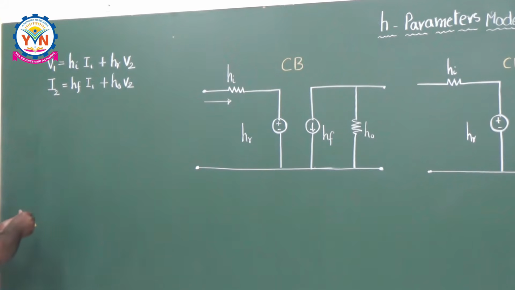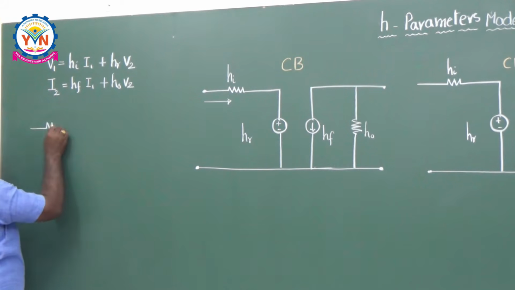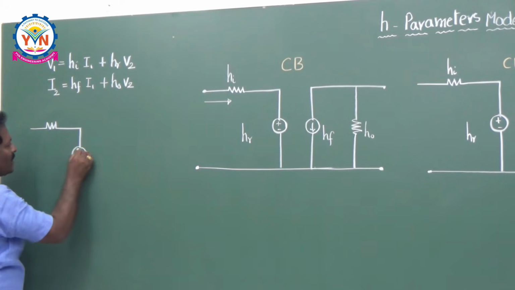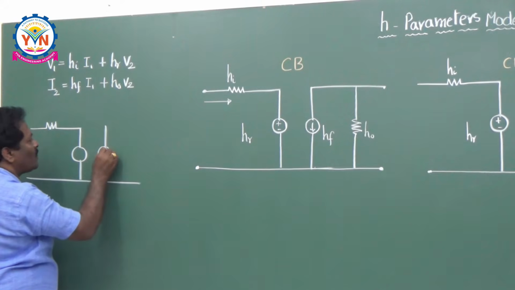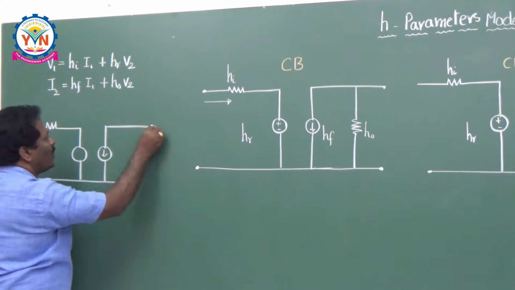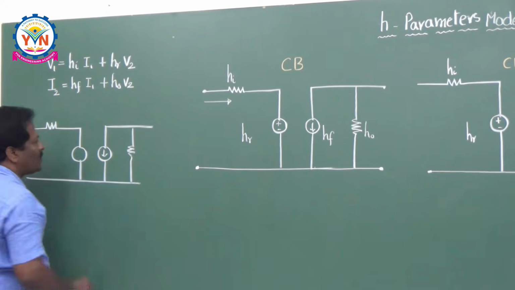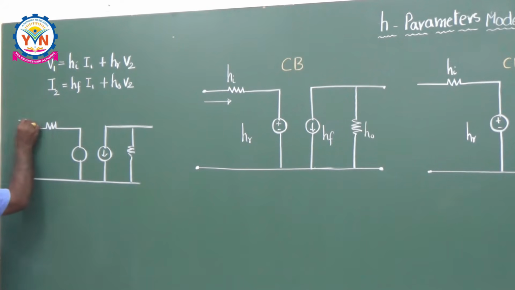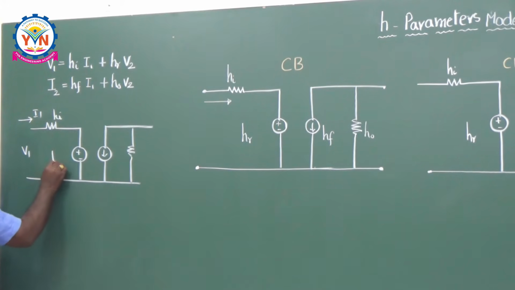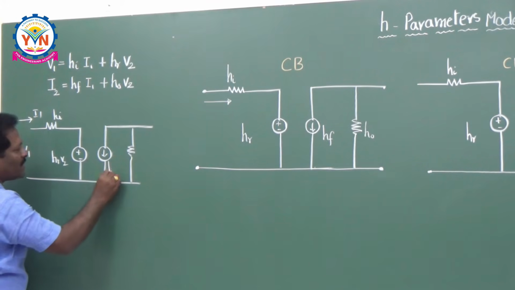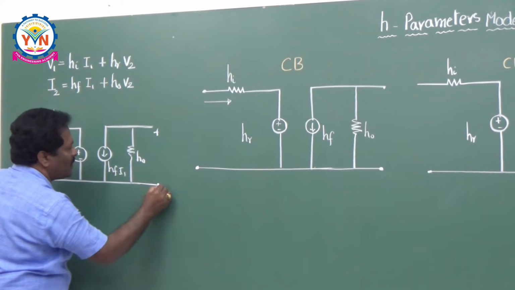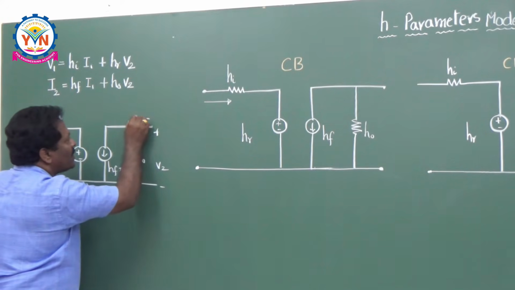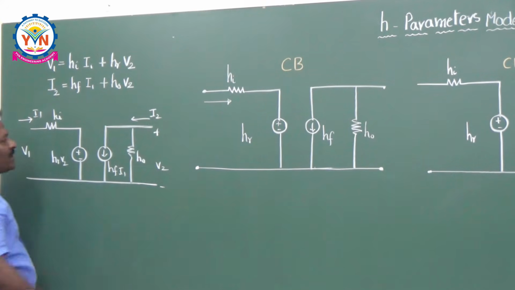So you can draw the circuit like this: a resistance in series with a voltage source at the input side and a current source in parallel with a resistance at the output side. Let this voltage be V1, the current through this one is I1. So this is HI, plus and minus HR times V2, and this is HF times I1 plus HO. This is the output voltage V2 and the current in this one is I2. So this is the generalized model.